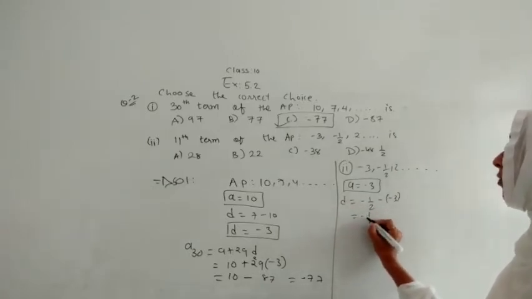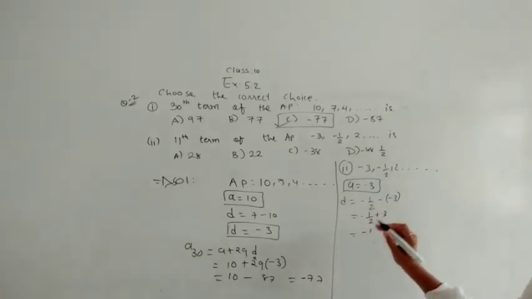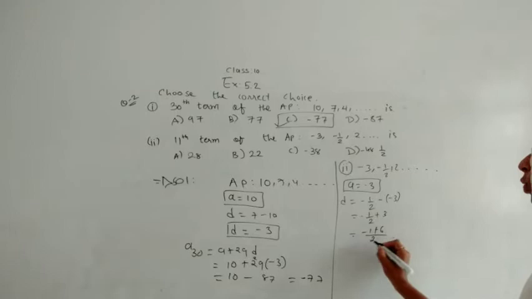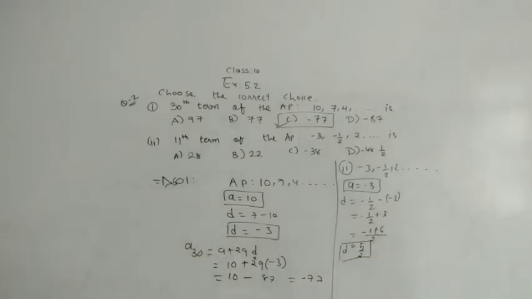So what it will become? 1 by 2 minus minus will make plus 3. Now we have to take LCM over here. Finding D is a little bit complicated for you. So 3 2s will make 6 and by 2. So now 6 minus 1 it will become 5 by 2. So here the difference you got as 5 by 2.